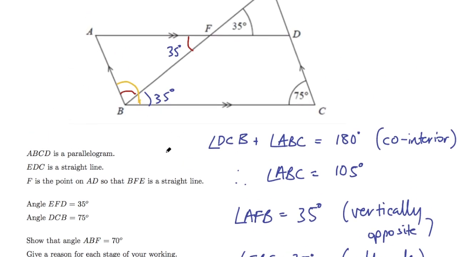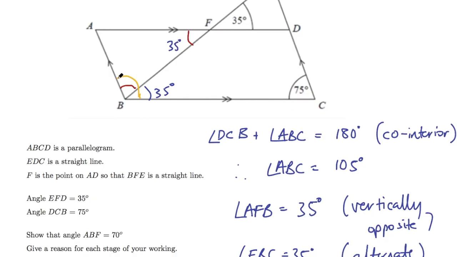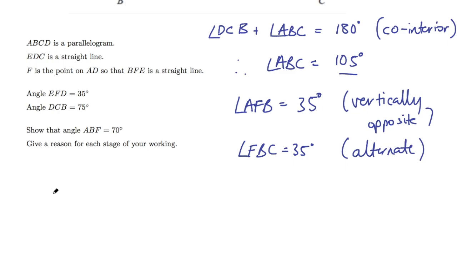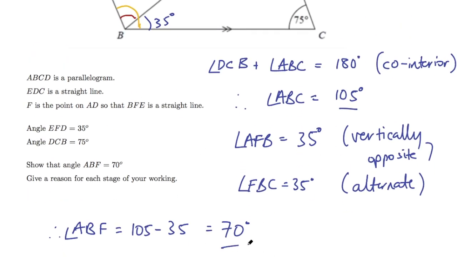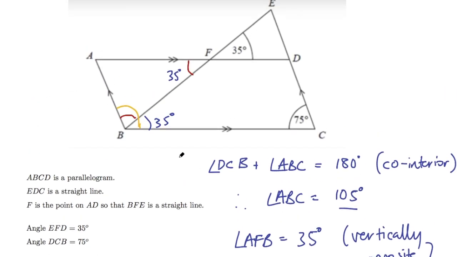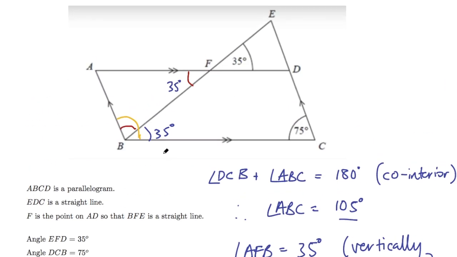And so therefore we know that angle ABC is 105, and we know that angle FBC is 35. So therefore angle ABF must equal 105 take 35, which equals 70 degrees. Okay, so that's one way of proving that angle ABF equals 70 degrees.